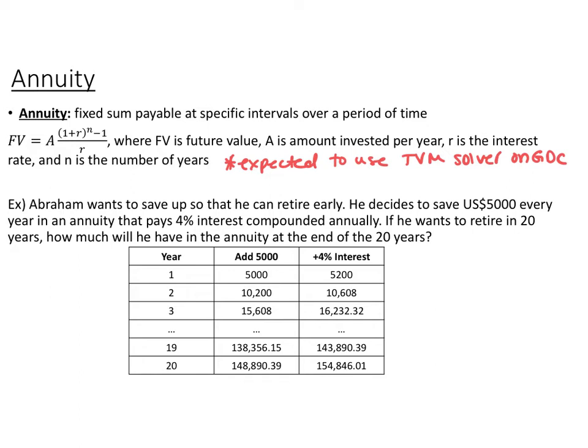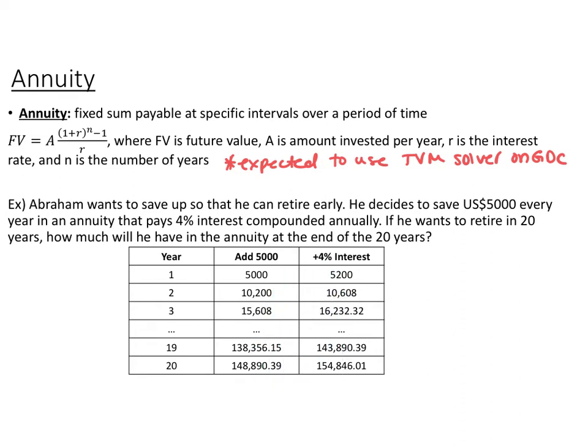So Abraham wants to save up money so he can retire early. He decides to save $5,000 every year in an annuity that pays 4% interest compounded annually. So if he wants to retire in 20 years, how much money will he have in the annuity at the end of the 20 years? So he's paying in $5,000 every year, and it's earning 4% interest. So the first year he pays $5,000, he earns 4% interest, now he has $5,200. Then he adds another $5,000, that earns 4% interest, and so on and so forth.